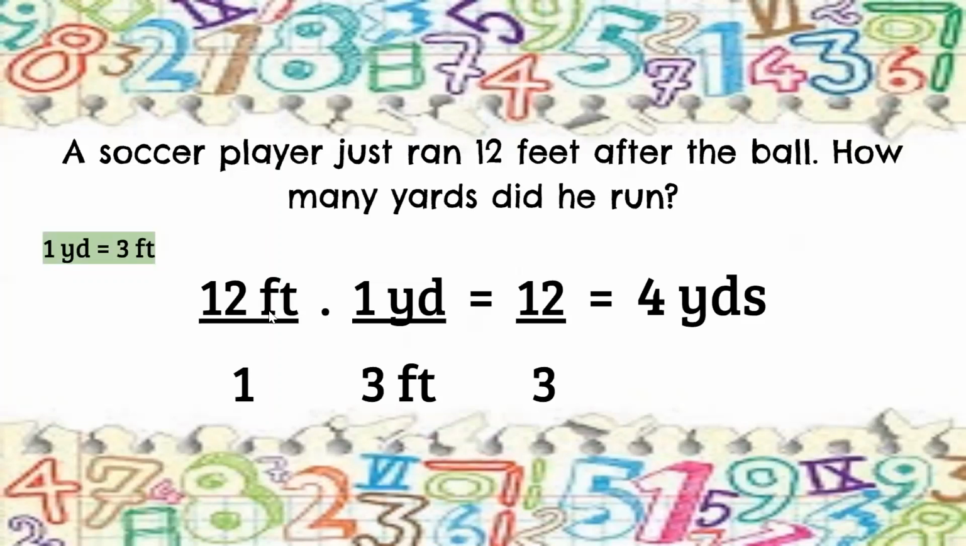Now, we would do 12 times 1 equals 12. And then 1 times 3 equals 3. 12 divided by 3 equals 4 yards, and that is our answer.